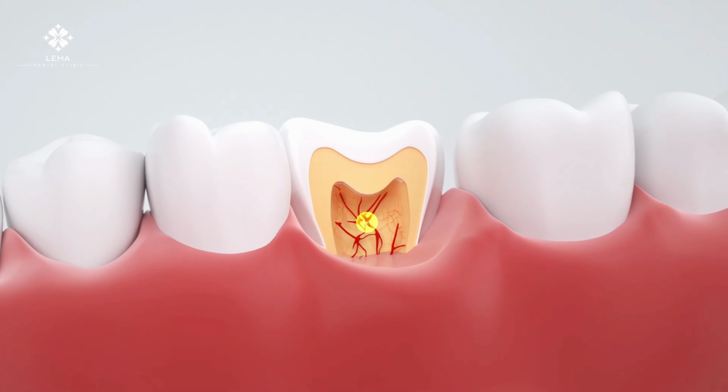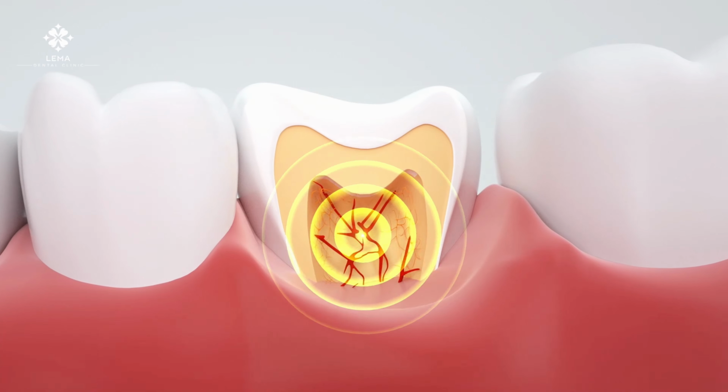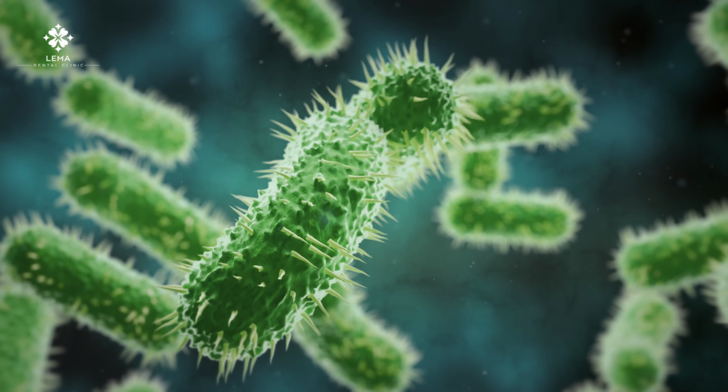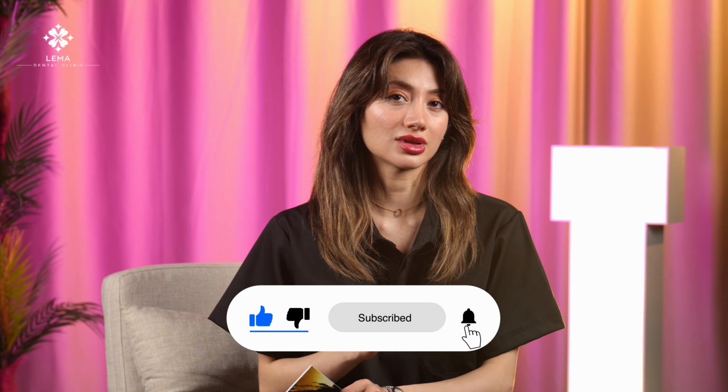Let's start by understanding what a root canal infection is. A root canal infection occurs when the pulp or soft tissue inside your tooth becomes infected. This is typically caused by untreated tooth decay, cracks, or trauma to the tooth, allowing bacteria to enter and infect the pulp. The infection can cause pain, swelling, and even the formation of an abscess. If left untreated, it can lead to more severe complications such as tooth loss. It's important to address it as soon as possible.